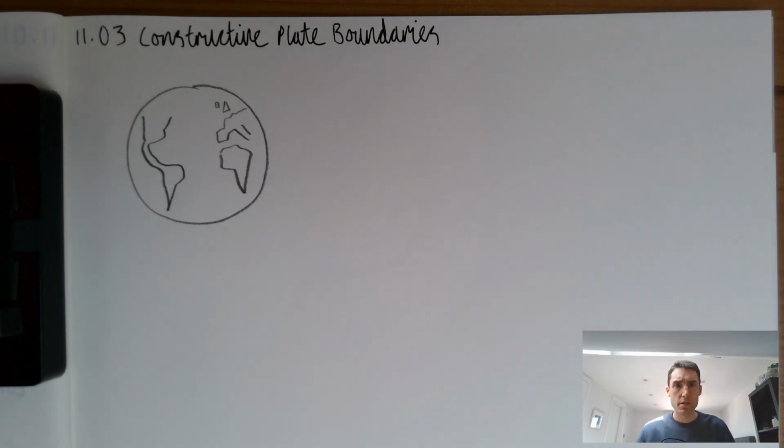Hi everyone, welcome to this video on lesson 3 of the Earth and Climate scheme of work, which is on constructive plate boundaries. In the previous lesson, we introduced students to Wegener and his theory of continental drift. And what we're going to do is build upon that idea in today's lesson.